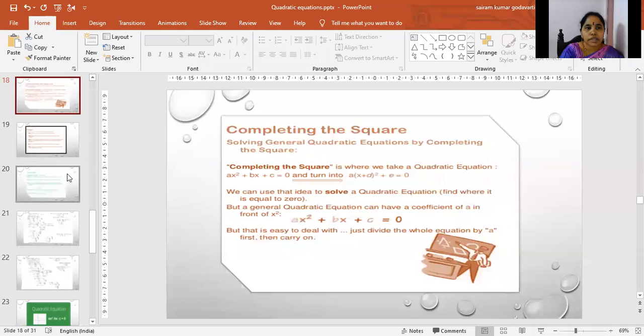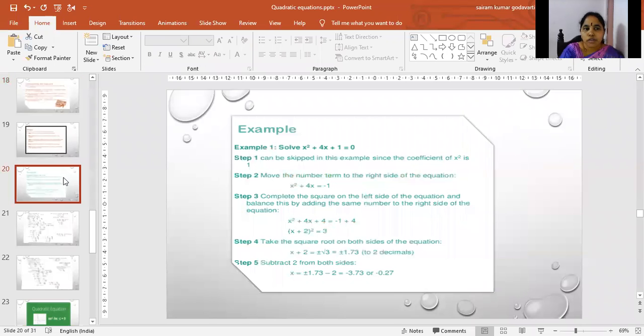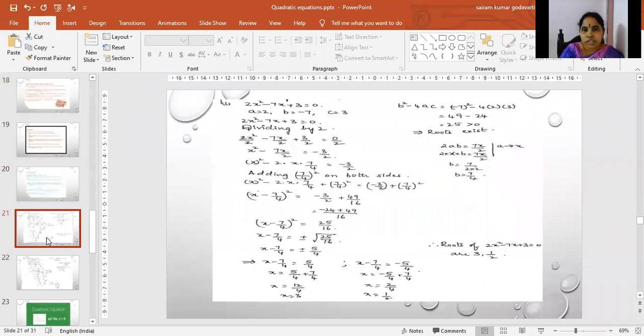Here is a quadratic equation which has to be solved by the method of completing the squares. There are a few steps involved in it. Let us first check with an example. The quadratic equation which I have here is 2x square minus 7x plus 3 is equal to 0.